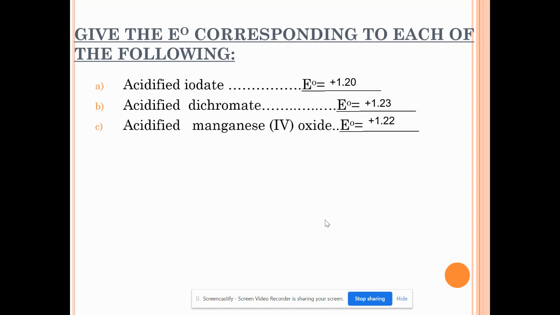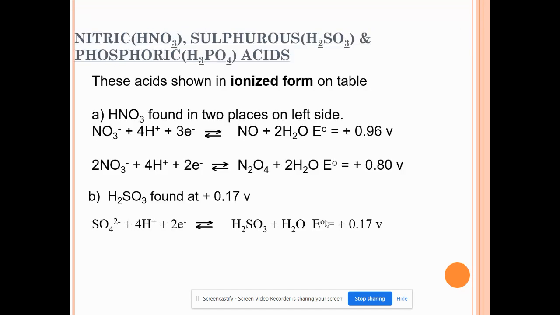All right, so just find these guys on your table. Don't be surprised if they come up. You should know the name from it, your dichromate, iodate, manganese 4 oxide. You should know the name and know how to find them on the table. All right, so other ones, so we got nitric acid, sulfurous acid, and phosphoric acid. So these acids in their ionized form on the table. All right, so find these as well.